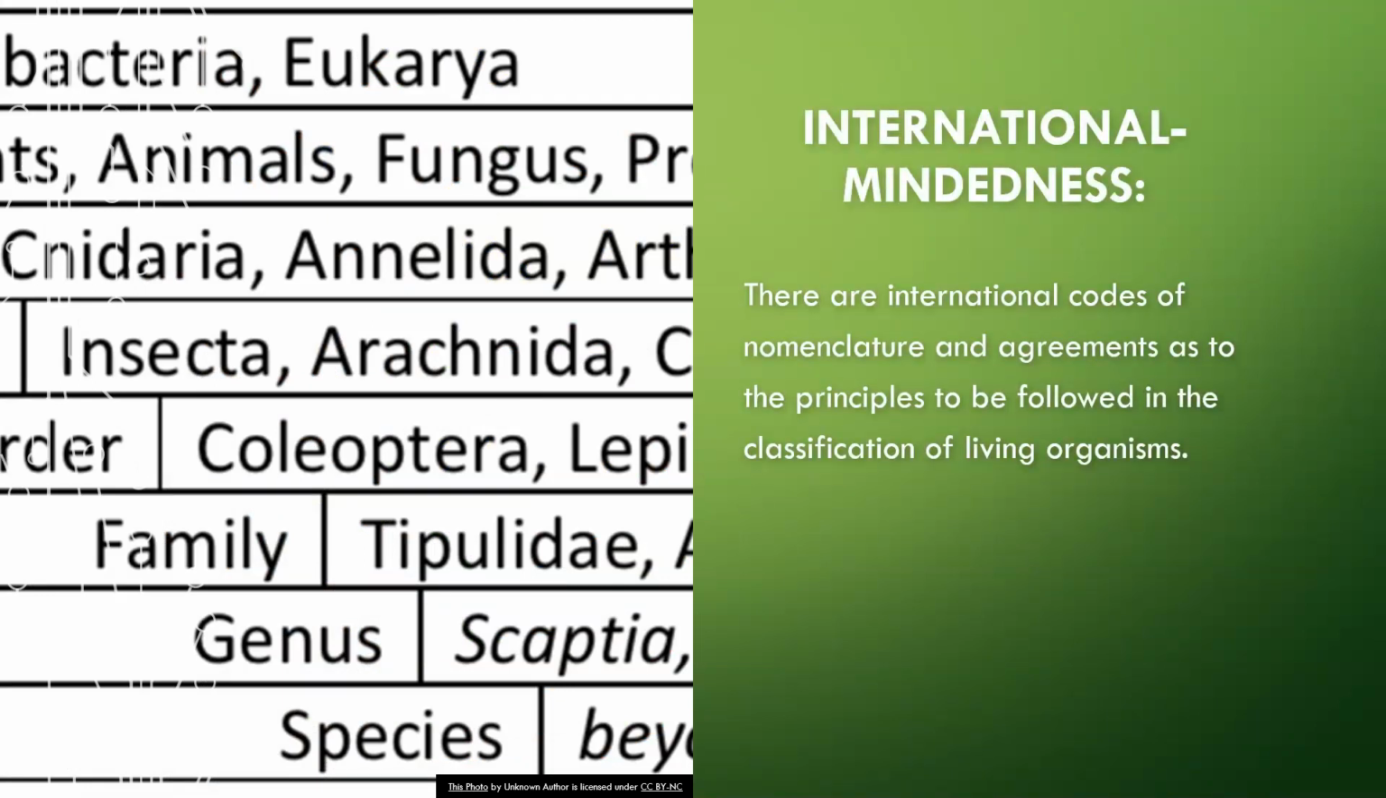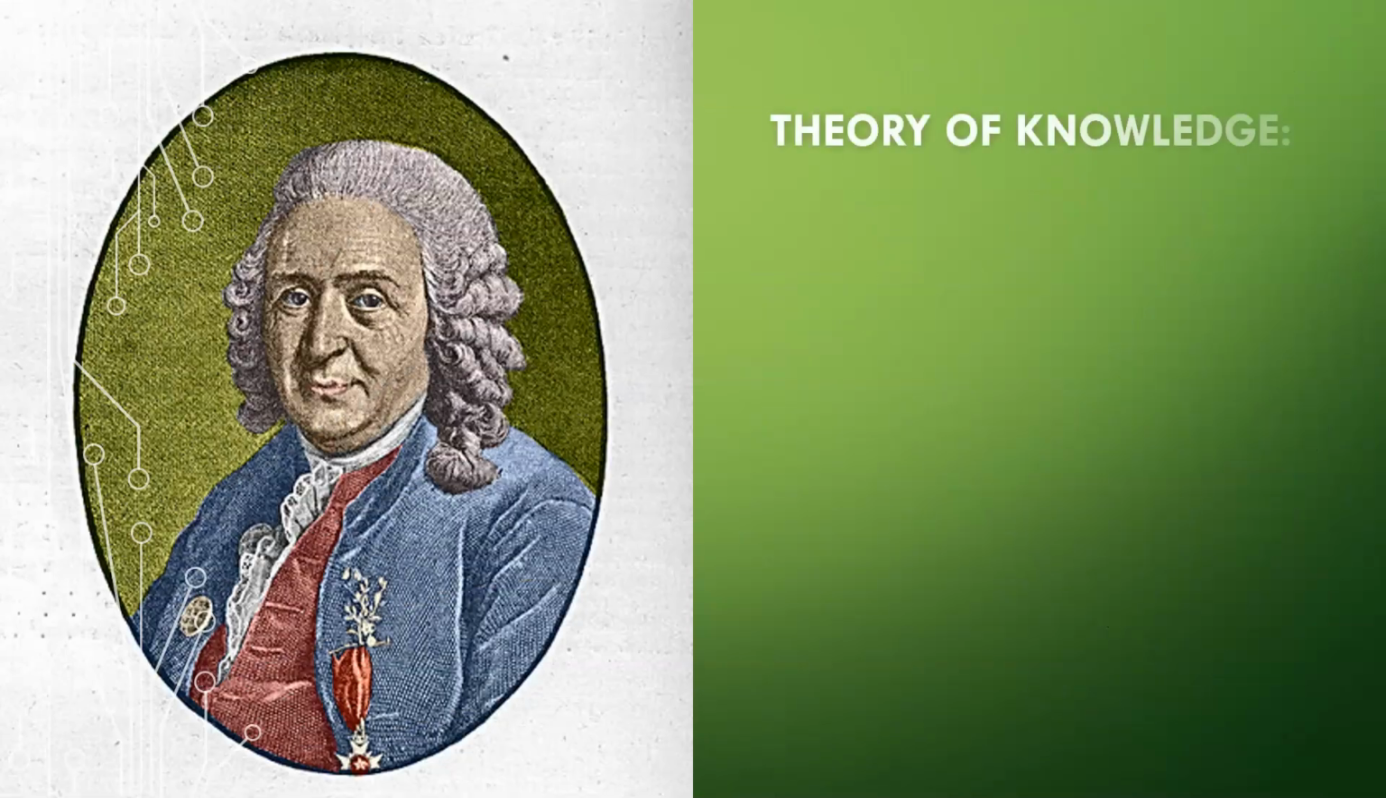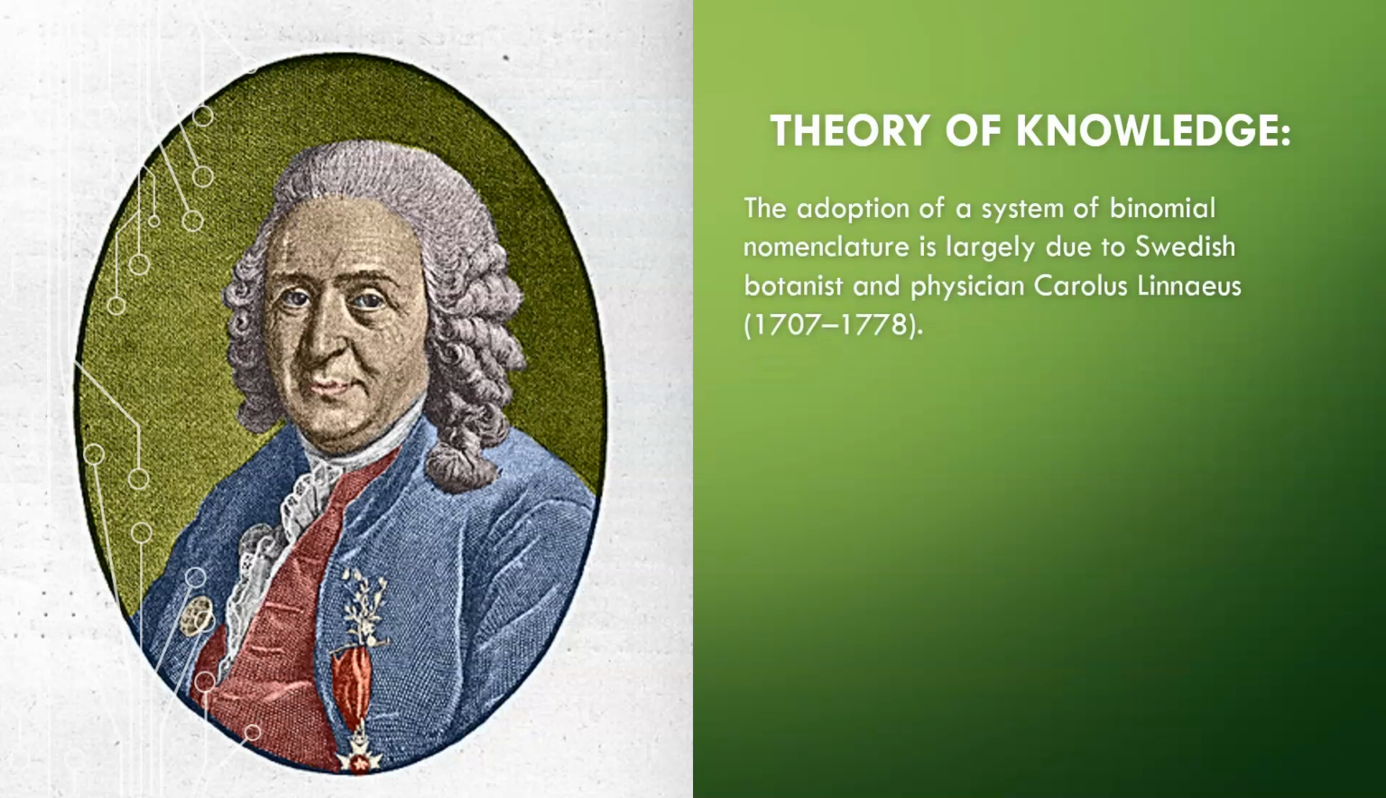As part of this, you have your international mindedness, where we'll be looking at the different codes of classification and the agreements that have been made to follow these principles, so that living organisms on planet Earth are classified and known about via that classification all around the globe. We also cover areas of theory of knowledge as well.